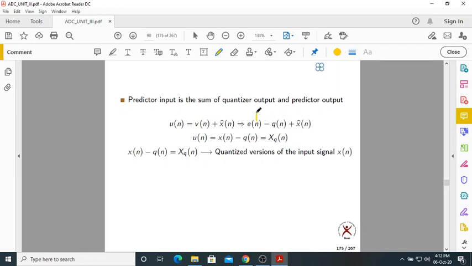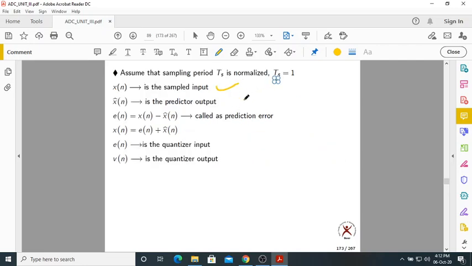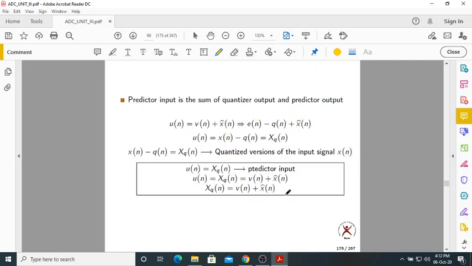So combinedly these two are called x of n. So here, x of n minus x q of n. First of all, what is that? Sampled value minus quantized value is nothing but the quantized output. So x q of n is a quantized version of the input signal x of n. So this diagram, this bracket gives us everything about the above transmitter of the DPCM.